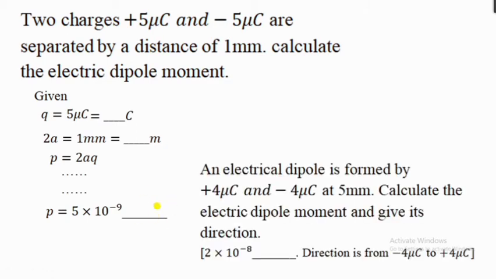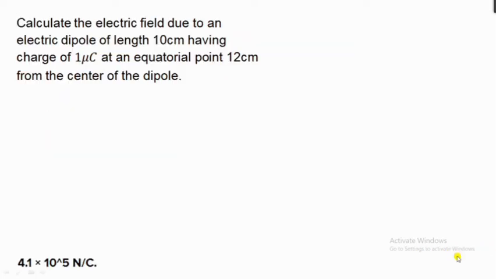And this is a similar question. An electric dipole with charge plus minus 4 microcoulomb is separated by a distance of 5 millimeter. Calculate the electric dipole moment and give its direction. Following the same procedure, you can find the electric dipole moment. So this is the answer, and the direction is always from negative charge to positive charge. So I can write that the direction of the electric dipole moment is from minus 4 microcoulomb to plus 4 microcoulomb.